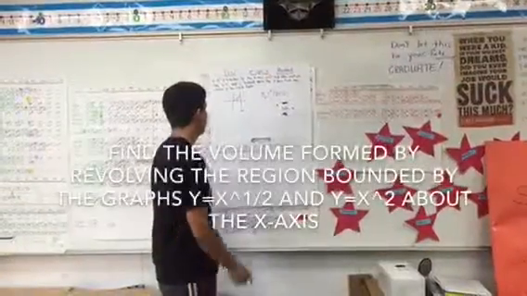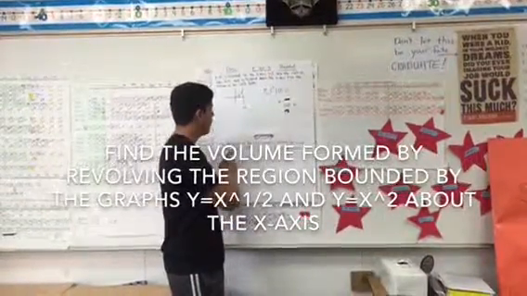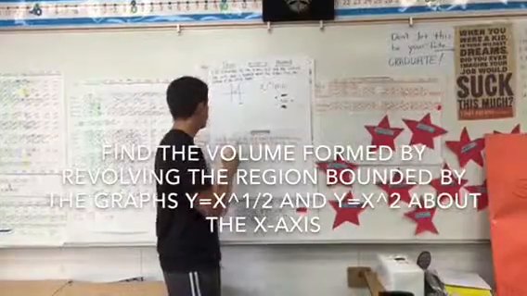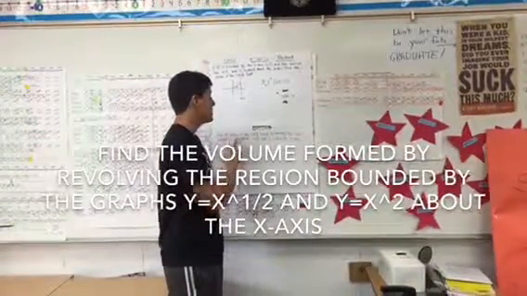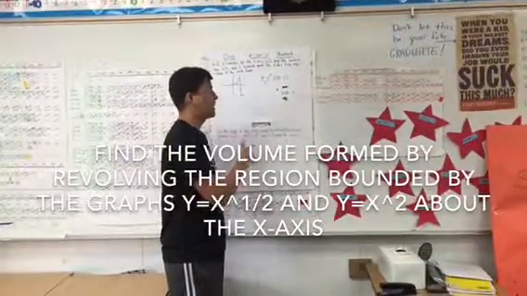So for the washer method, the problem is: find the volume of the solid formed by revolving the region bounded by the graphs y equals square root of x and y equals x squared about the x-axis.